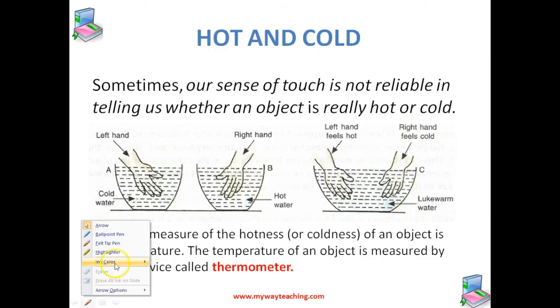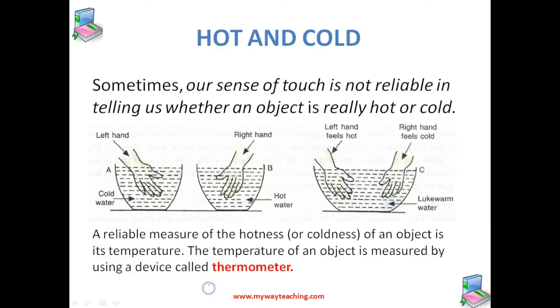To understand the concept of hot and cold, let us consider a very small activity. As you can see in this figure, you just take three bowls, bowl A, bowl B and bowl C. Put cold water in bowl A, hot water in bowl B and lukewarm water in bowl C. Lukewarm means slightly warm.